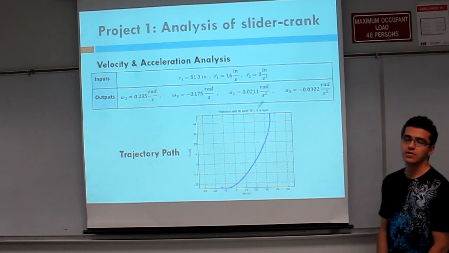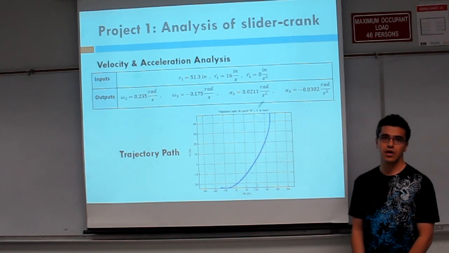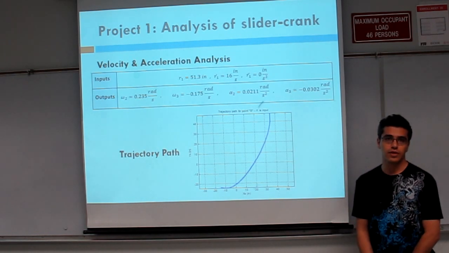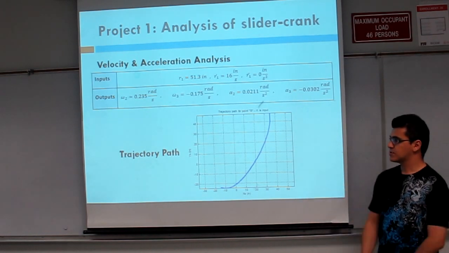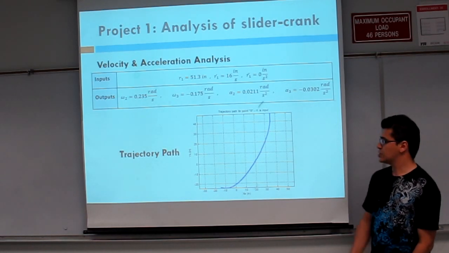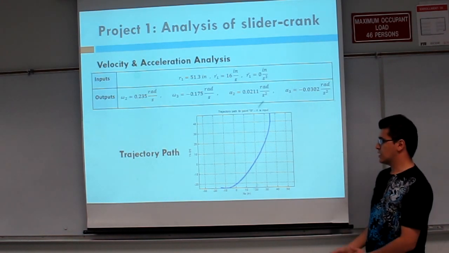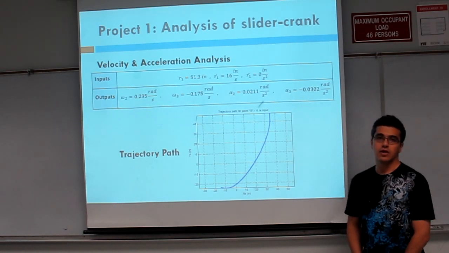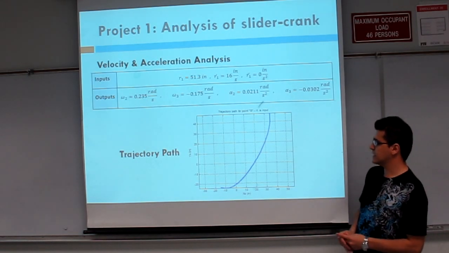The velocity and the acceleration analysis have been carried out with a chosen R1. And the trajectory path of the point S of the coupler link is shown in this figure. This trajectory path has been plotted using the coordinates of point S on the coupler link.